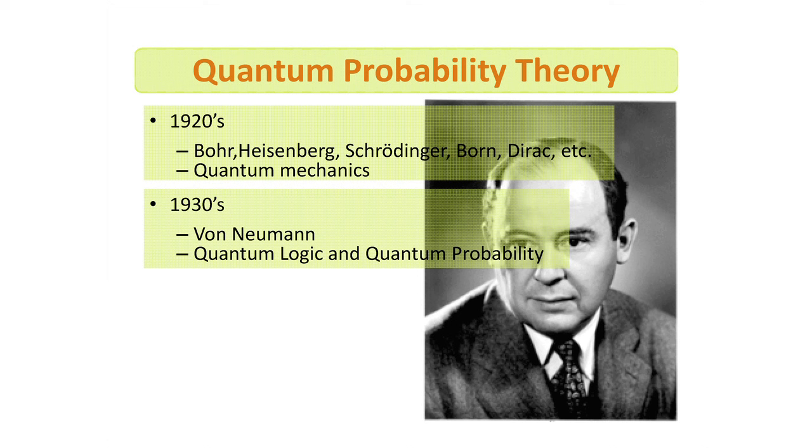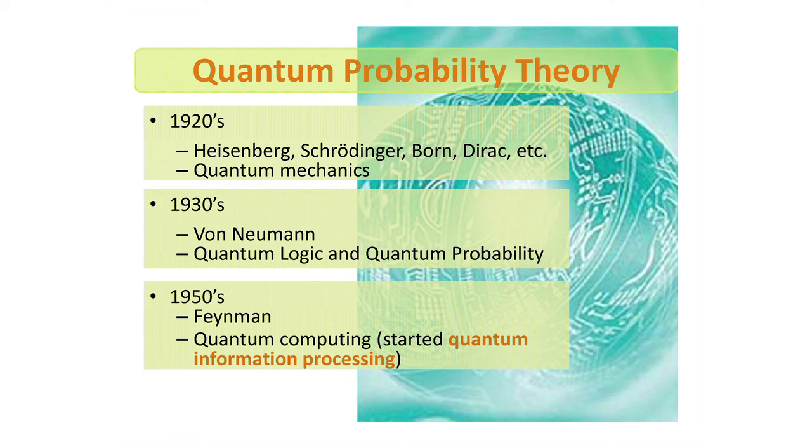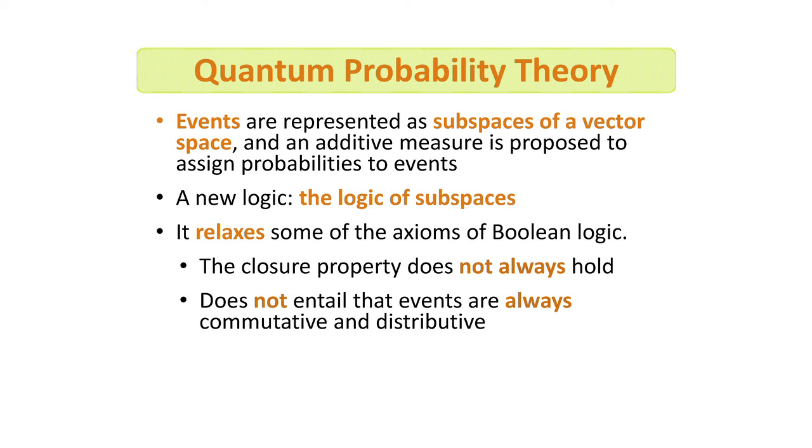So actually, in 1932, one year before Kolmogorov's book. Then in the 50s, Feynman tried to apply the idea to information processing. And our work is very much motivated by Feynman's work. So quantum probability differs in at least one big way: it is based on the premise that events are represented as subspaces of a vector space. And this entails a logic of subspaces, and it relaxes a lot of the stricter axioms of Boolean logic. So for example, events are not always commutative.